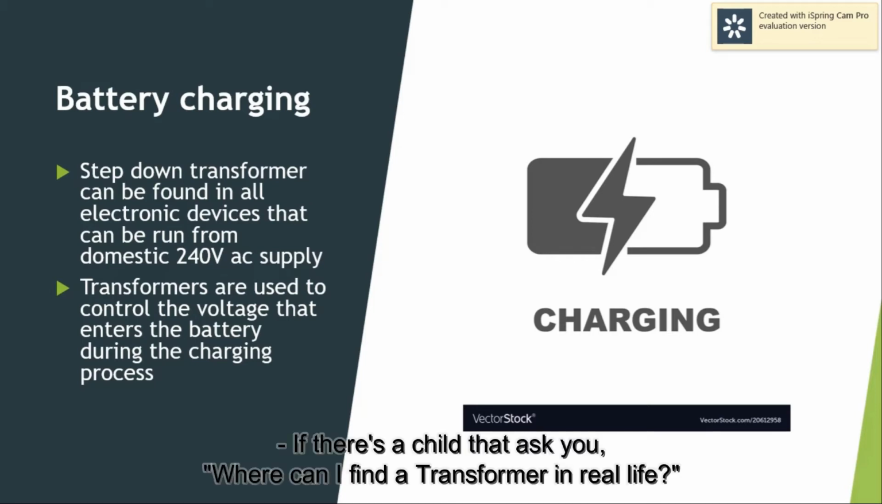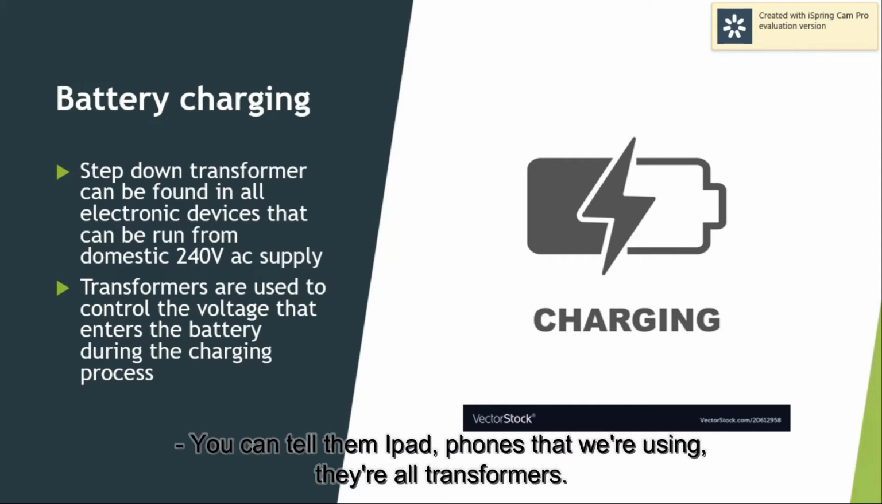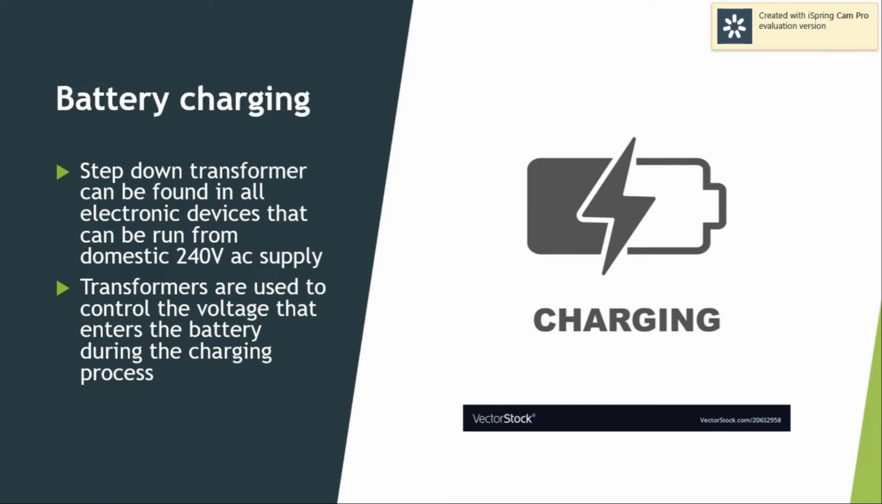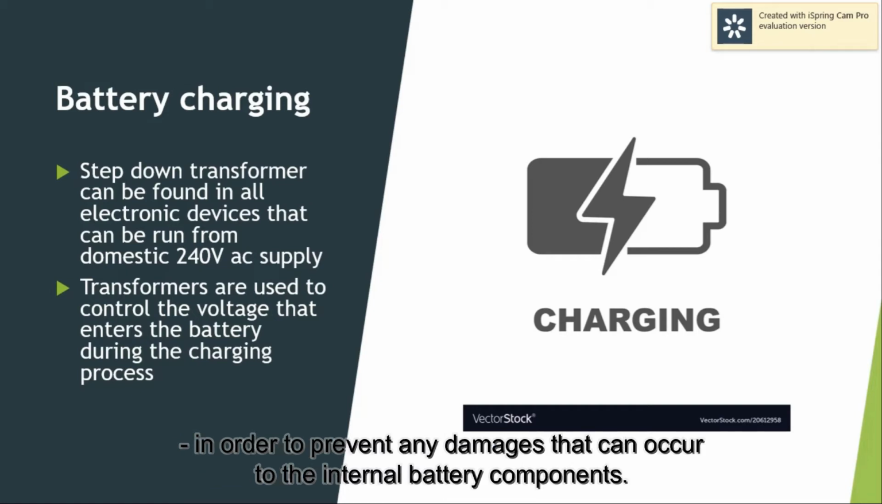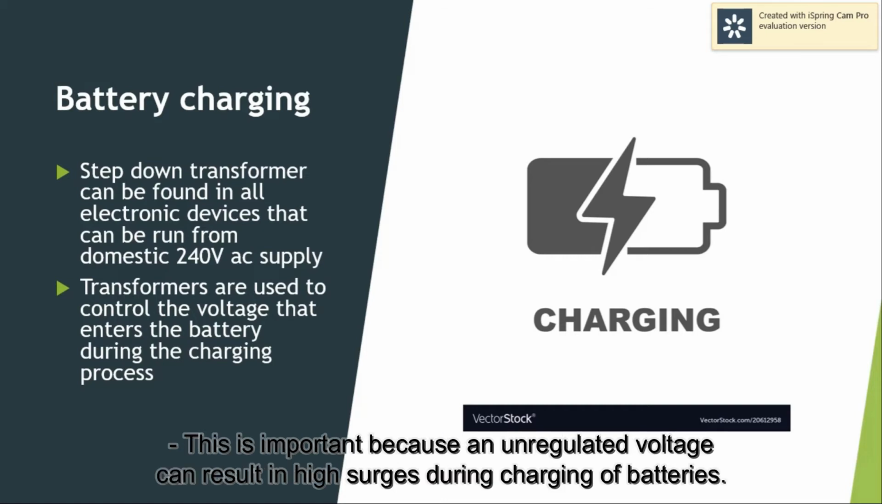If a child asks you, where can I find a transformer in real life? You can tell them, iPad, phones that you are using, they are all transformers. Transformers are used to control the voltage that enters the battery during the charging process in order to prevent any damage that can occur to the internal battery components. This is important because an unregulated voltage can result in a high surge during charging of batteries.